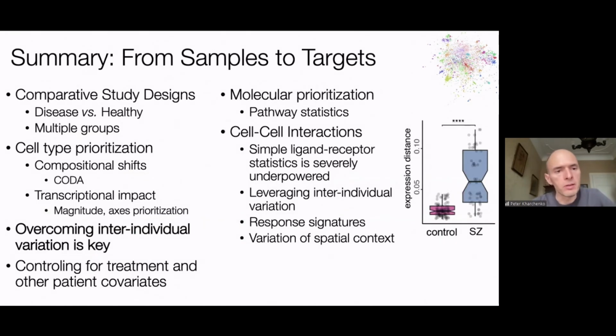Yeah, so just a quick summary. I wanted to kind of illustrate comparative study designs using single cell data. It can be more than two groups, but you know, for most of statistical analysis, we're really focusing on one, let's say, cases versus controls. There are two kind of flip axes there. One is compositional shifts, which cell types increase or decrease in abundance. And here, you know, you have to worry about compositional analysis and effects somewhat. And the other axis is transcriptional impacts, so which cell types have changed the most.